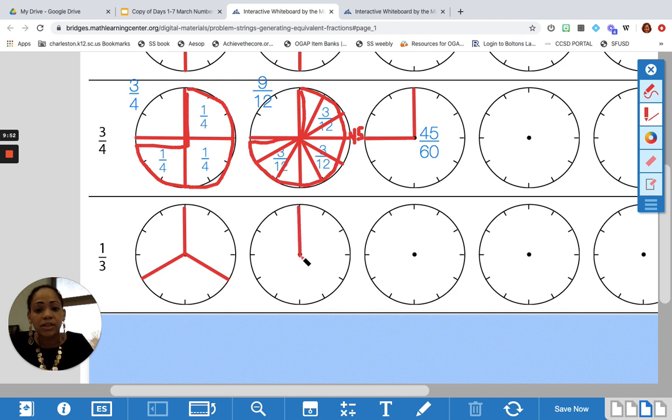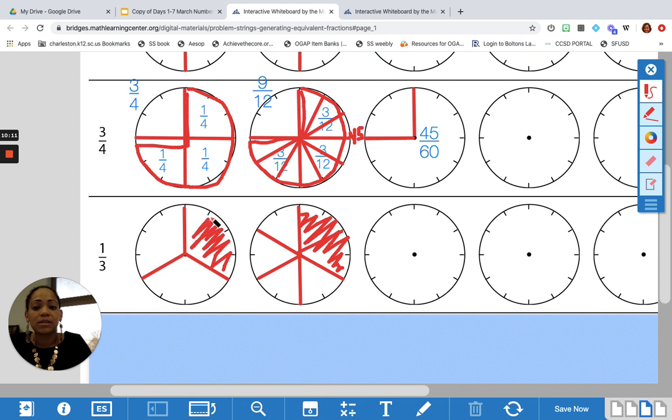What can we find out from thirds? From thirds, we can get sixths, right? If I separate my third into half, because 1/6 is half of 1/3. So now I have 2/6, which is the same thing, takes up the same amount of space. It's equivalent to 1/3.